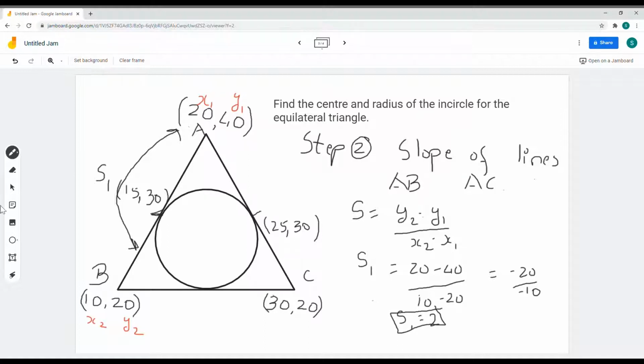I didn't look at it. Apologies for that. Digital pens are not as good as real markers. So yeah, my S1 was a positive 2.